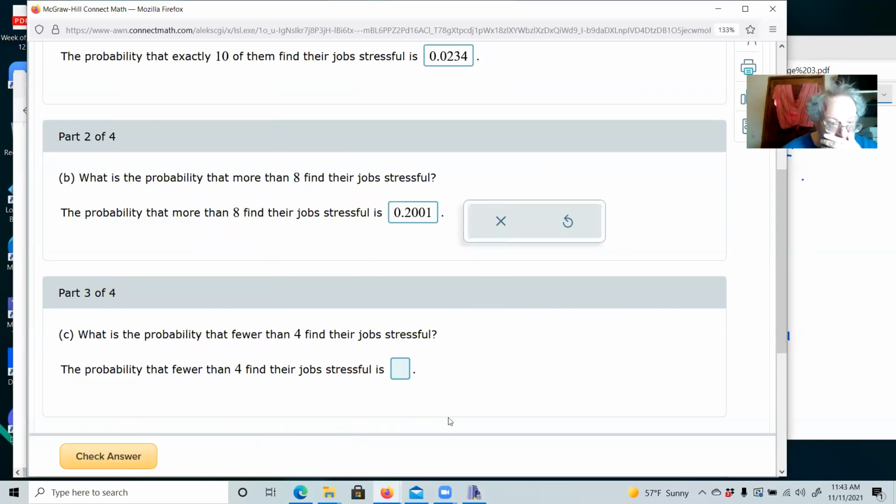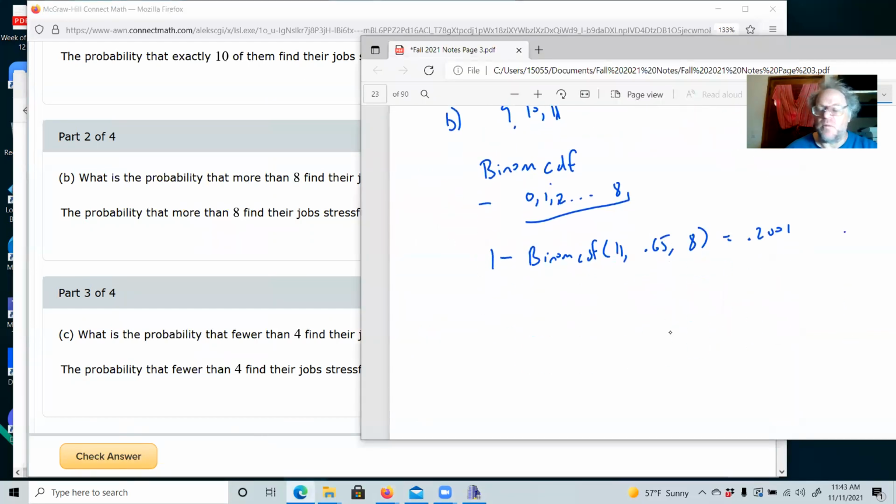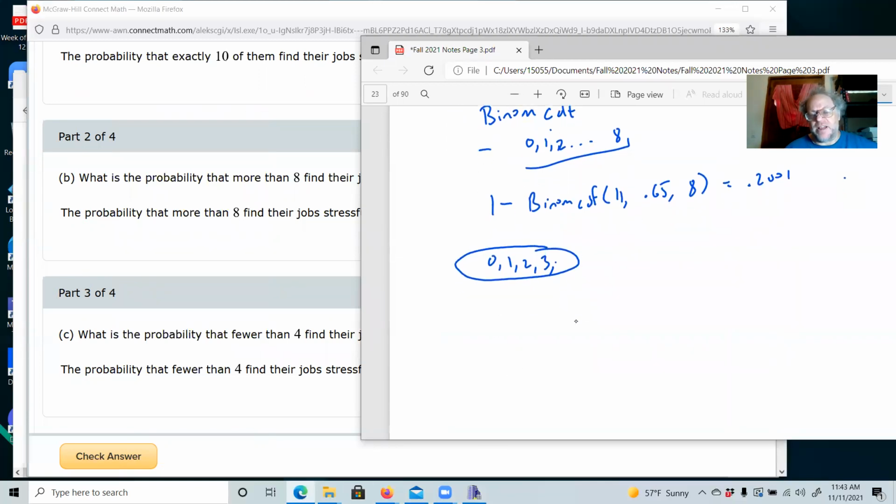We're not done yet. What is the probability that fewer than 4 find the job stressful? What numbers are fewer than 4? 0, 1, 2, 3. If you tell your child, look, you're going to have to pick fewer than 4 toys to bring with you, and they say I only want 1, that's fine. But the maximum you're going to allow is 3. You probably wouldn't speak to your child that way, but fewer than 4 is equivalent to 3 or less.